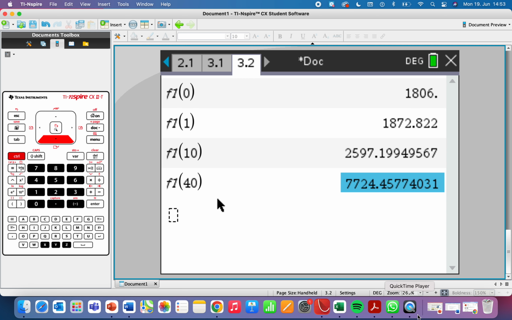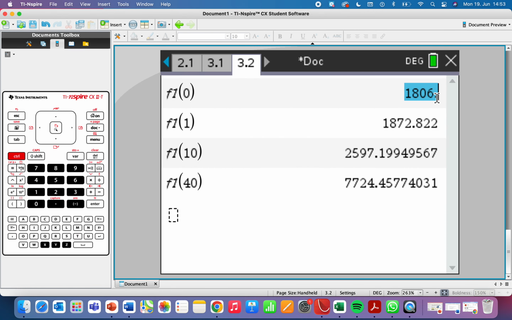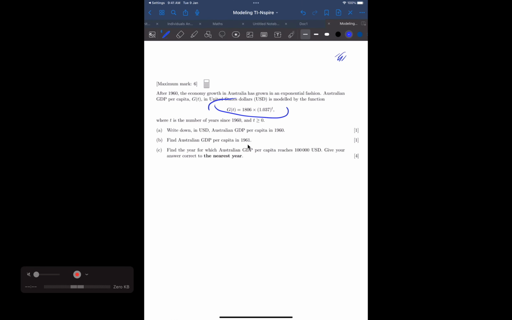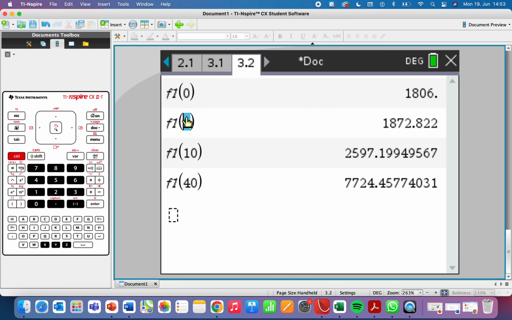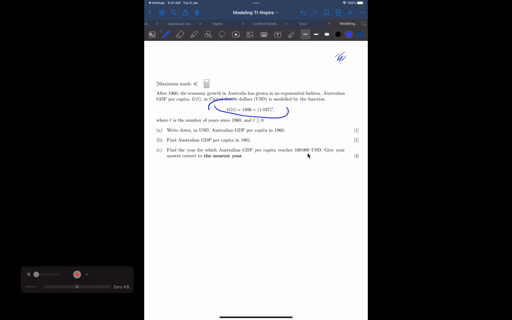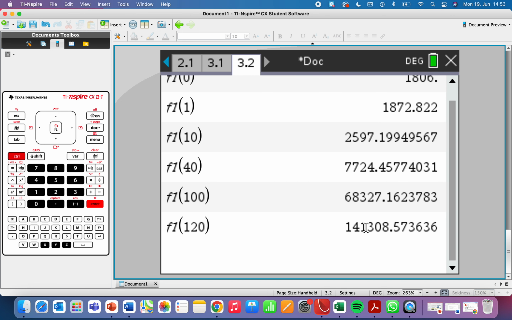So let's go and answer the questions. We've answered question 1A, which was how much in 1960. We've got that answer already. It's there, 1806. Part B, find in 1961. Well, we've got that answer because that was 1 year later. Then part C is working backwards. So we need an answer of 100,000 and we need to guess the year. So basically we've got to keep guessing here. So we get 100,000 coming out here. So you can see that you can guess pretty efficiently. This is 141,000, it's too much. But there's a better way of doing it.